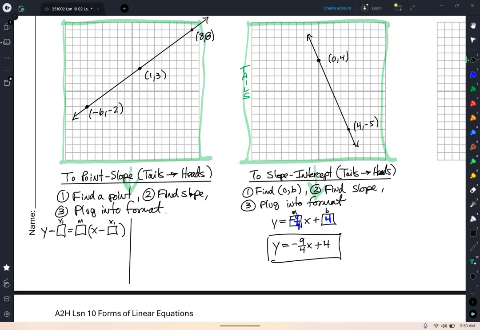Okay, so what goes in the y1 box? Okay, I'm going to put a 3 in there. What goes in the x1 box? Okay, a 1. And then what goes in the m box? Okay, 5/7, right?